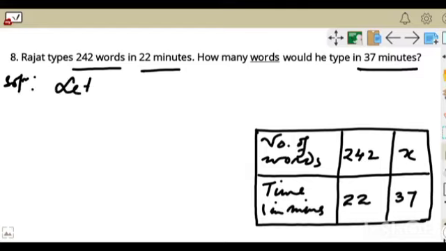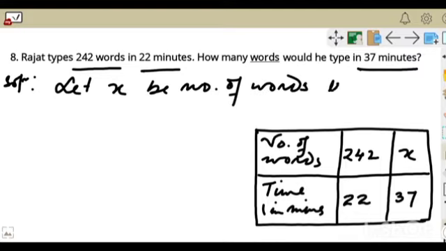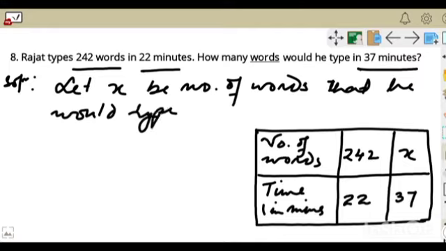Let X be the number of words that he would type. He would type in how many minutes? In 37 minutes.